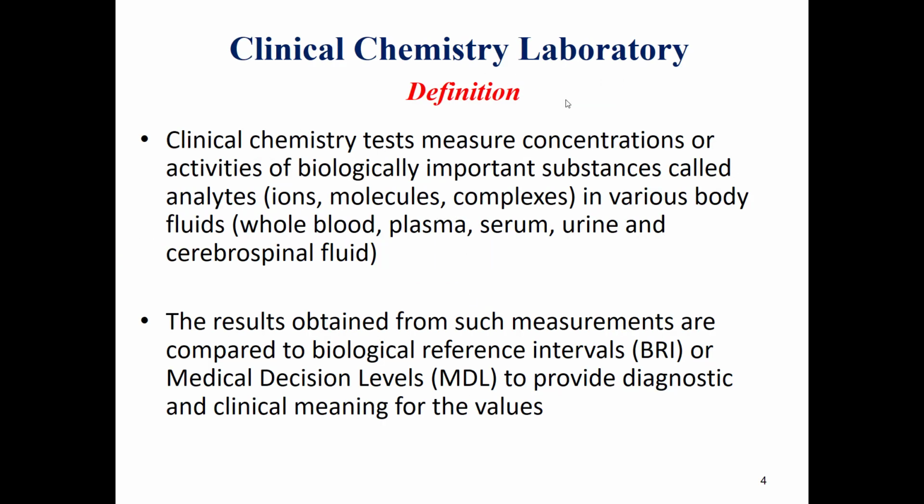What is a clinical chemistry laboratory? Clinical chemistry tests measure concentrations or activities of biologically important substances called analytes. These analytes can be ions, molecules, or complexes in various body fluids such as whole blood, plasma, serum, urine, and cerebrospinal fluid. The results obtained from such measurements are compared to biological reference intervals or medical decision levels to provide diagnostic and clinical meaning for the values for physicians and other staff.